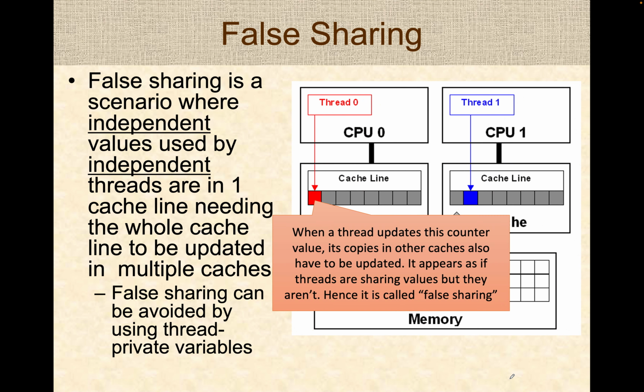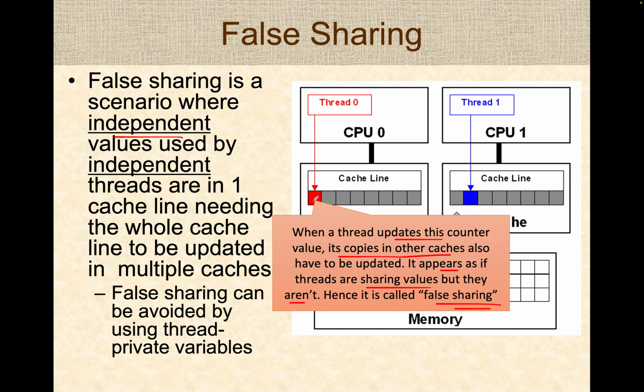So this scenario where independent values are used by the threads, but when a thread updates this counter, its copies in other caches also have to be updated, and it makes it appear as if the threads are sharing values, but they aren't sharing any values. They're all supposed to be independent values. There are no race conditions here, so they are independent values. Because it appears as if the threads are sharing values, this scenario is called false sharing. And false sharing impacts performance.